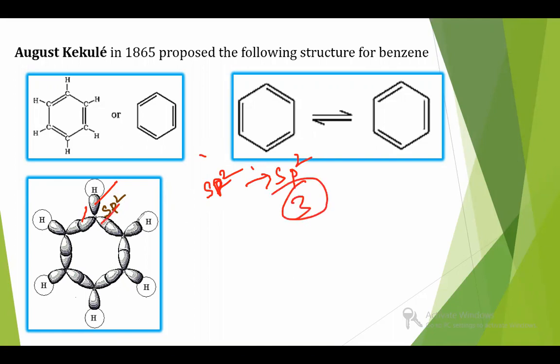1, 2, 3. Similarly, 1, 2, 3 on each carbon, and the hydrogens, 1, 2, 3, 4, 5, 6. So that is the structure we got. In this orbital overlapping, you can understand it better than when we write the bond line structure.